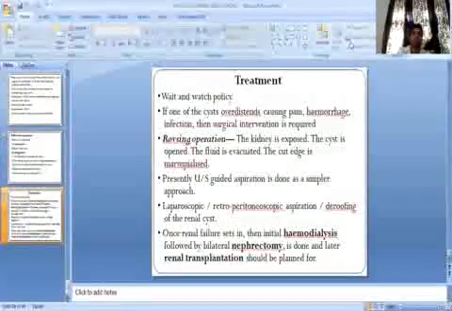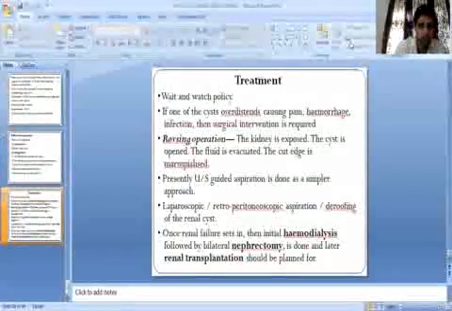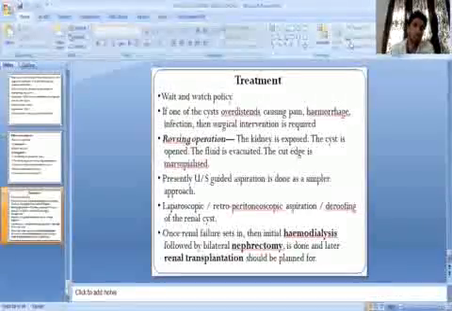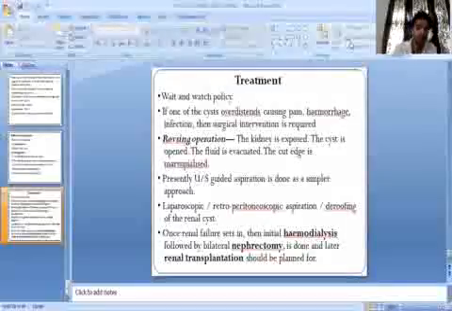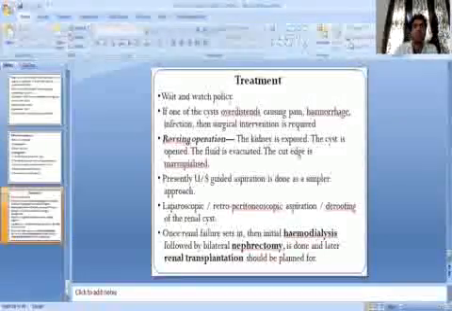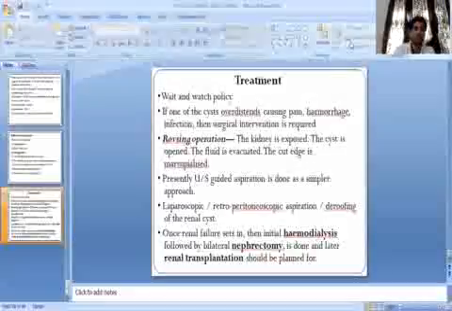Now treatment: wait and watch policy. If one of the cysts is over-distended, causing pain, hemorrhage, or infection, then surgical intervention is required. Operation: the kidney is exposed, the cyst is opened, the fluid is evacuated, and the cut edge is marsupialized.